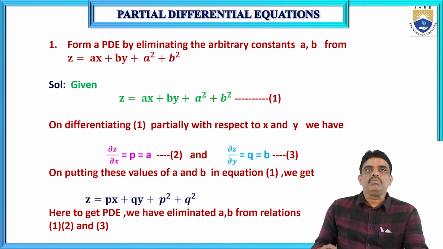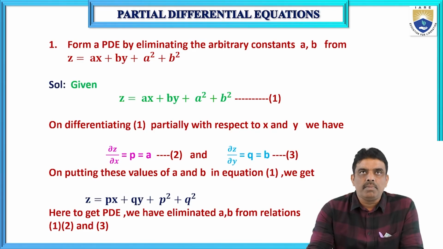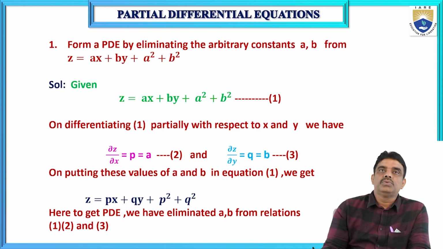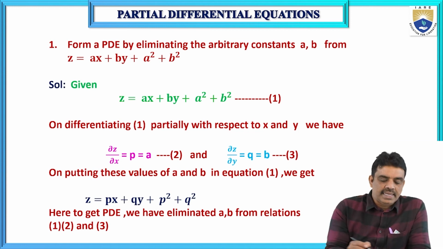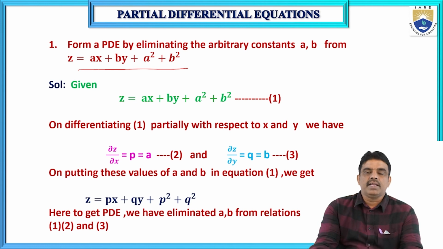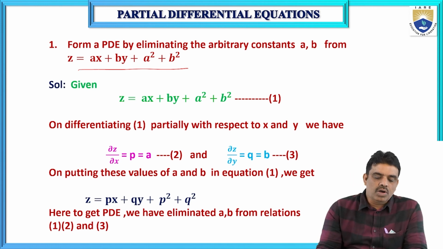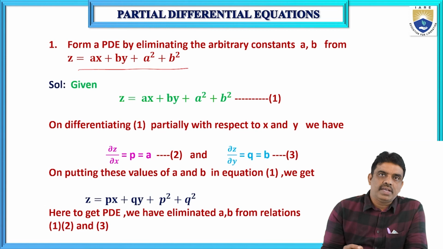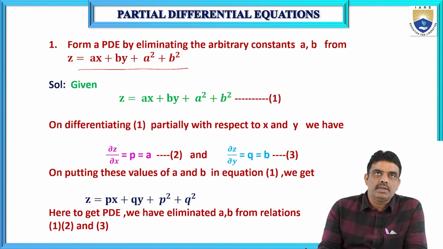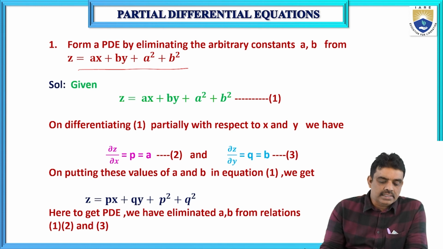Now, see the first problem. Form a partial differential equation by eliminating the arbitrary constants a, b from the function given, z is equal to ax plus by plus a square plus b square. We have to form the partial differential equation by eliminating the arbitrary constants. So how will we eliminate? Here we have two constants, so we need two equations to eliminate the constants.